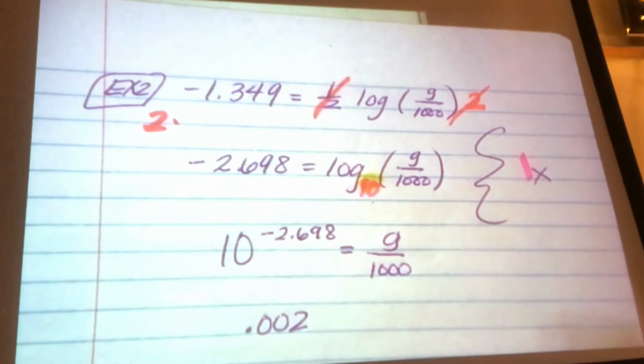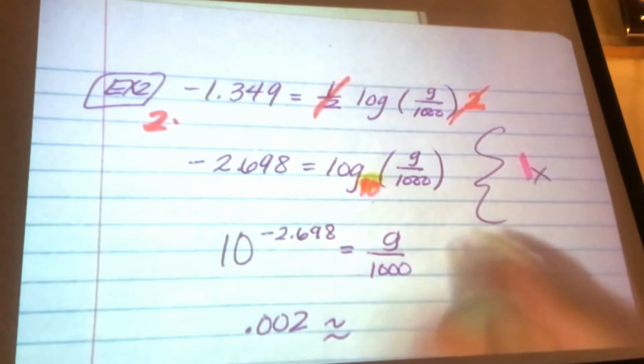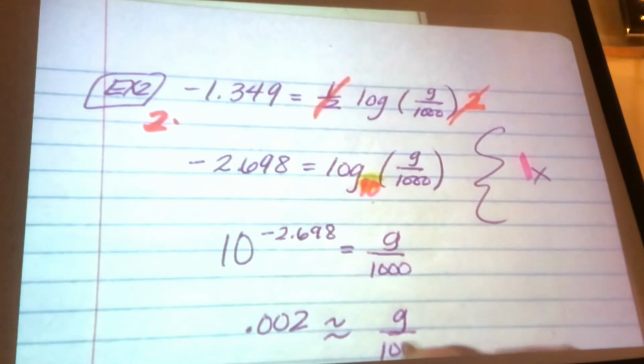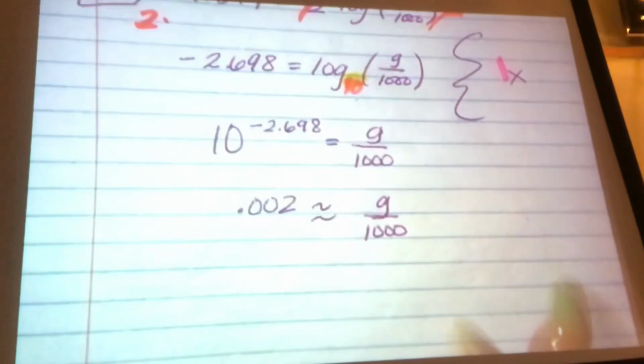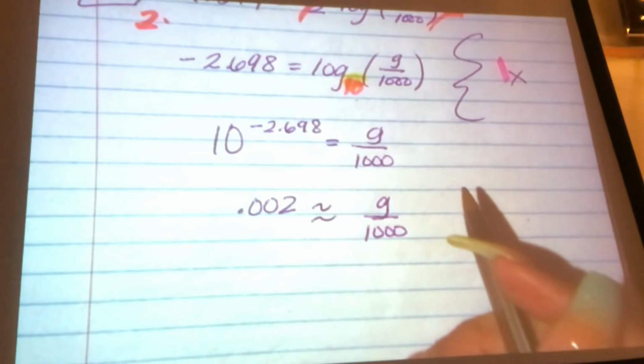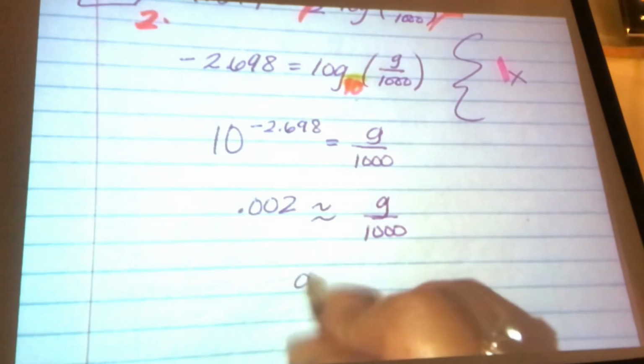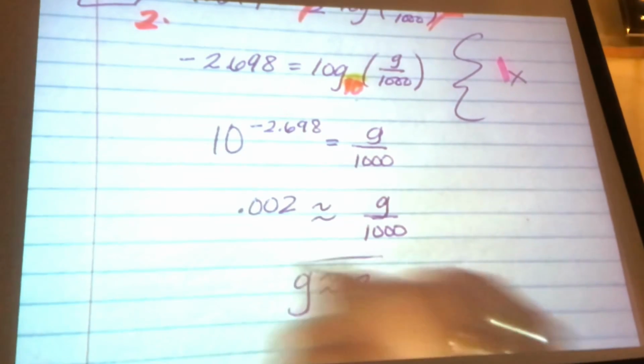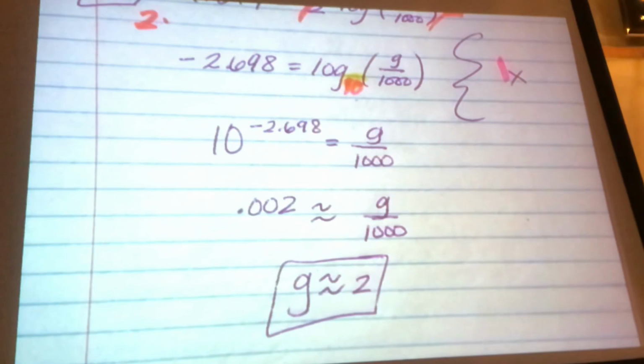I'll take that. It's around 0.002. And that's equaling G over 1,000. I'm not done quite yet. What do I need to do now? Multiply by 2. So G is approximately, when you multiply by 1,000, you get approximately 2. Let's do one more and then you guys can do it, Doyo.